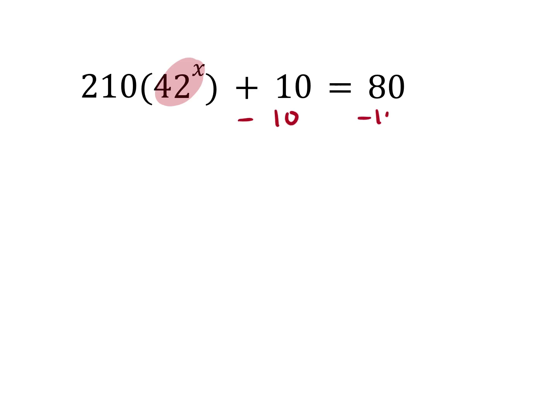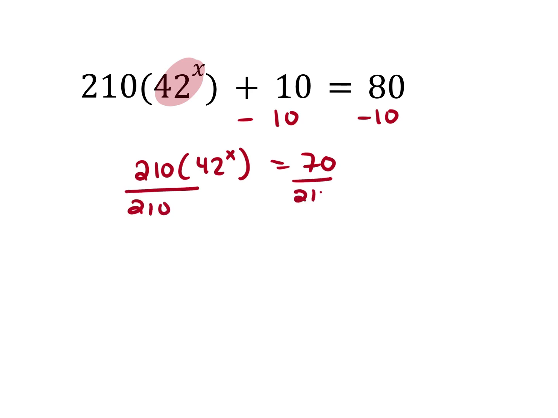So just like normal algebra, I'll go ahead and subtract that 10 out. So I'll get 210 times 42 to the x equals 70. And then similar to the last problem, I'll divide by 210. So 42 to the x equals 70 over 210. Now you can keep it as 70 over 210. This also reduces to 1/3, but if you kept it as 70 over 210, that's certainly okay.